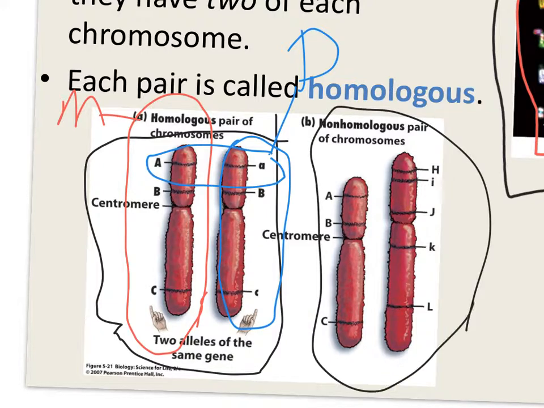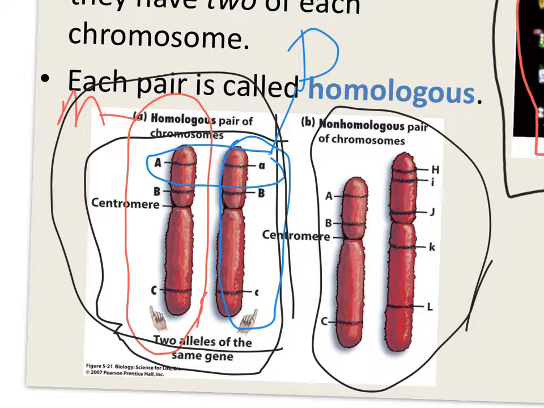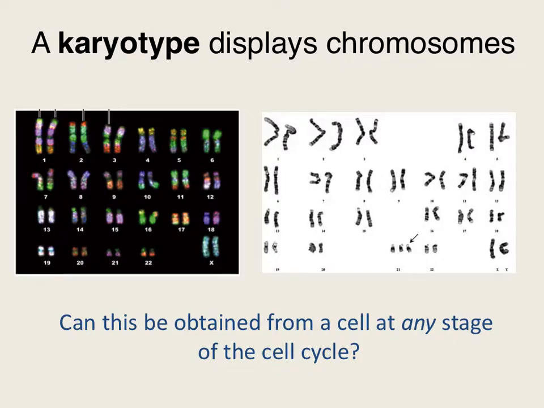These are non-homologous chromosomes, just so you know. So they don't come in this kind of configuration. They always come in this kind of configuration, a homologous pair. So the karyotype displays the chromosomes. You can only see these when they start condensing during prophase. Can this be obtained from a cell at any stage of the cell cycle? So no.